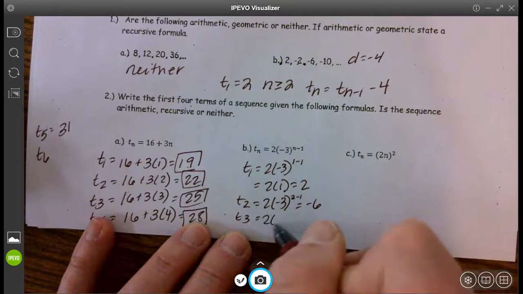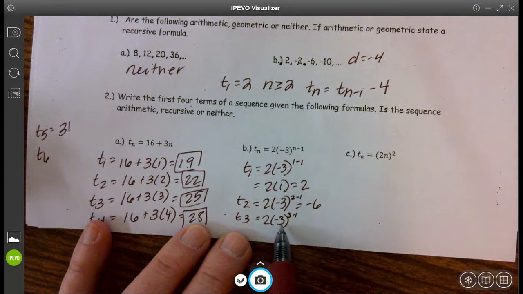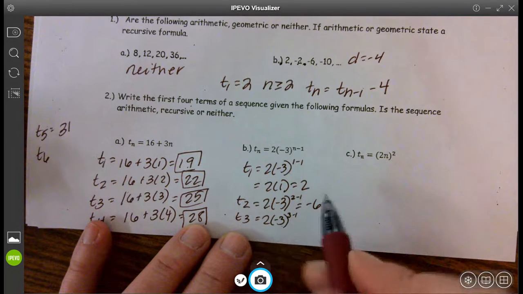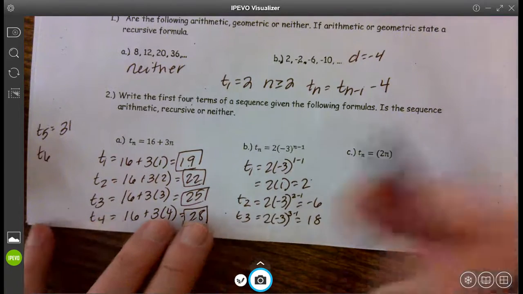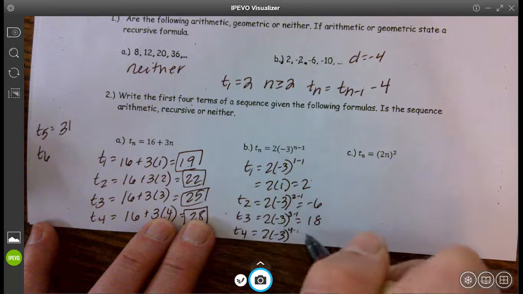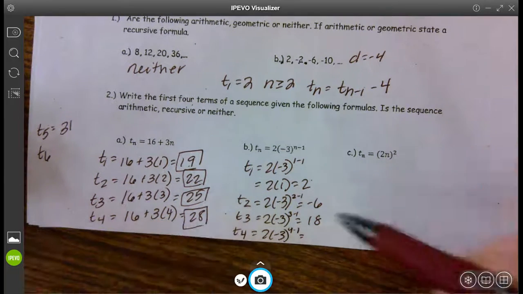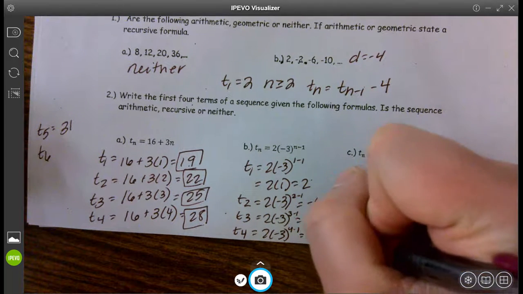is going to be 2 times -3 to the 3 minus 1. So it's going to be 2 times -3 squared, which is 9. It's going to be 18. And you start to see a pattern of multiplying by -3. Term 4 is 2 times -3 to the 4 minus 1, which is 3. So if you multiply that by a -3, because it's making that back and forth, you get -54.